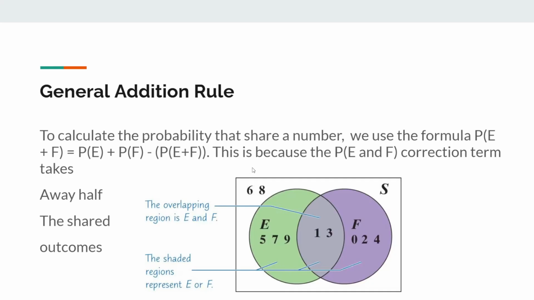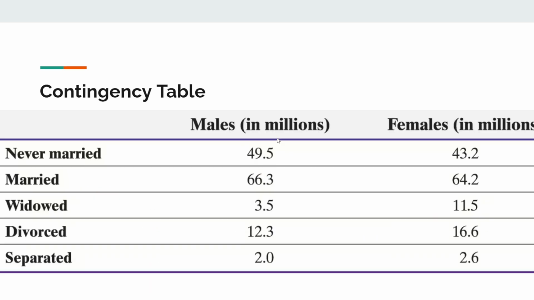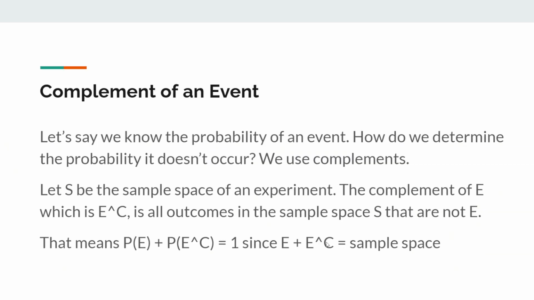So this is the formula, and here's a contingency table. It measures the total frequency, and therefore you can make a relative frequency table. For example, here, for males in millions, if we add these all up, we can calculate how many males in millions there are. If we wanted to calculate the percentage of males that have never married, you take the 49.5 million and divide it by the total number of males to get the probability of males that have never married.